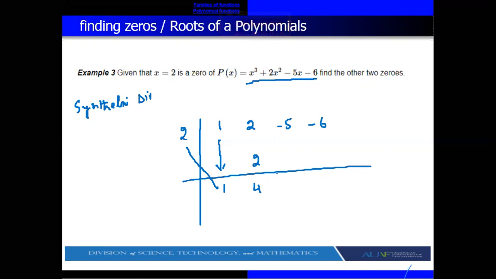Then multiply 2 with 4, so equal to what? 2 4s are 8. Minus 5 plus 8 equal to 3. Then multiply 2 with 3. So when you multiply 2 with 3 equal to what? Equal to plus 6. Last one, minus 6 plus 6 equal to 0.